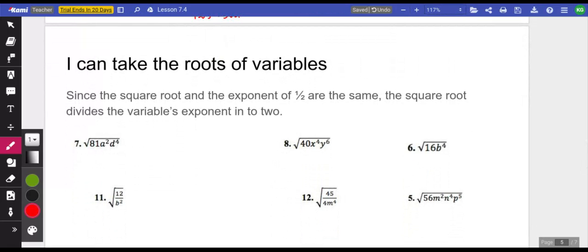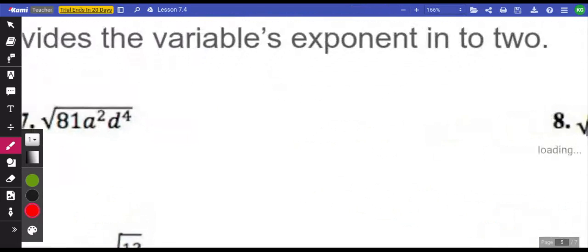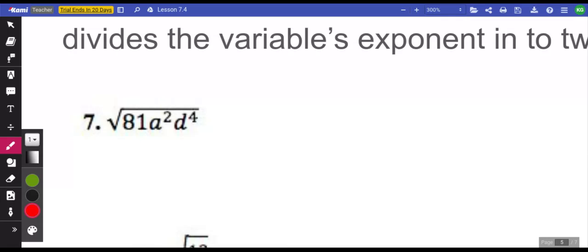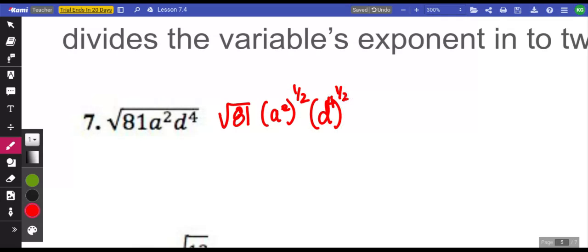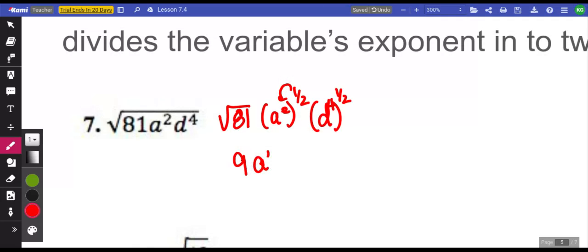So remember we talked about in 7.2 or 3 that the square root and the exponent of 1/2 are the same thing. So whenever we try to do variables, we're going to put them to the 1/2 power. So when I do 81, I'm going to say square root of 81, and then I'm going to put a squared to the 1/2 power and d to the 4th to the 1/2 power. Now the square root of 81, I don't have to break up because it's just 9. And then I distribute here would become a to the first, and distribute here would become d to the second.